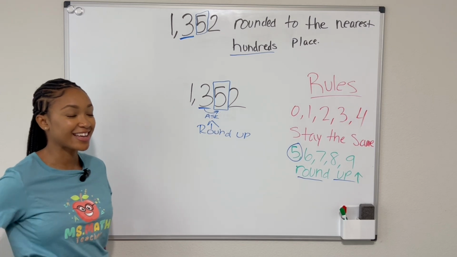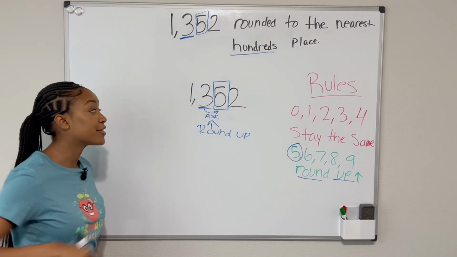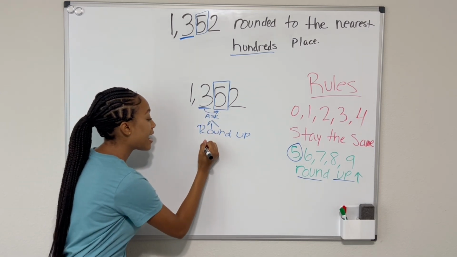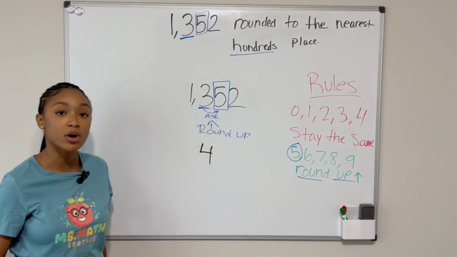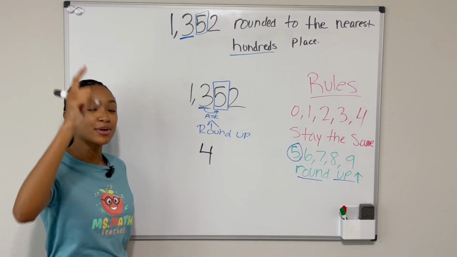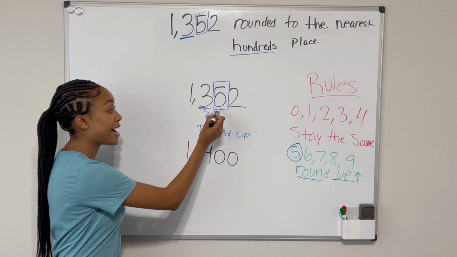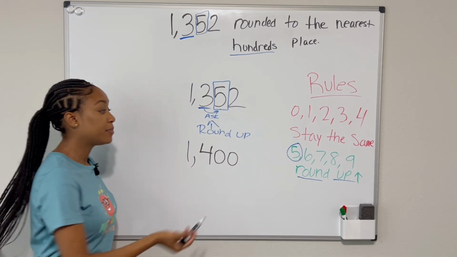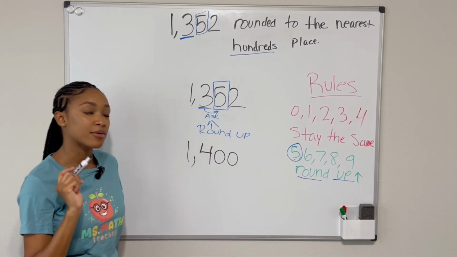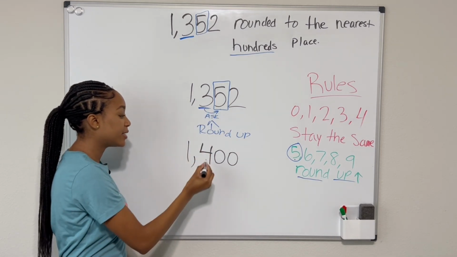What does that look like? Instead of having a 3 in the hundredths place, I'm now going to have a 4. Round up, one number will be a 4. The 3 asked the neighbor what to do. Because the neighbor is a 5, I rounded up. So 3 became 4.